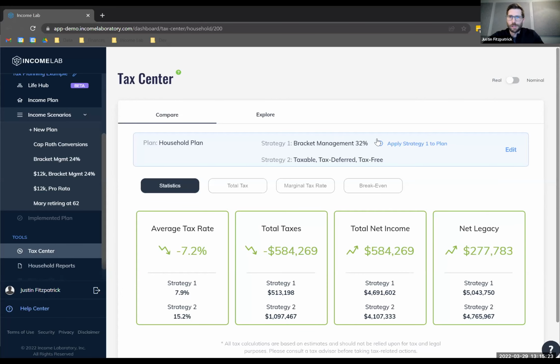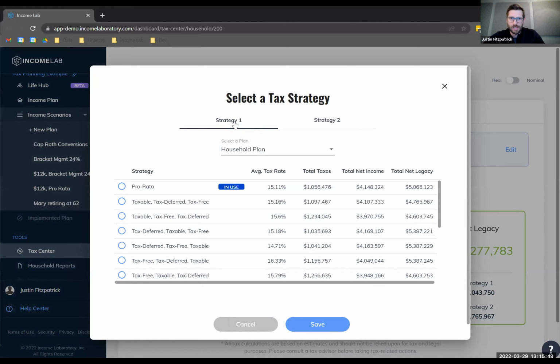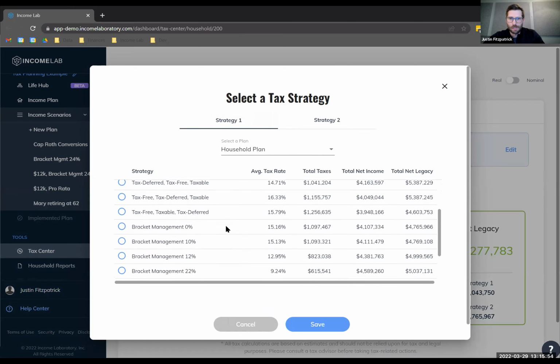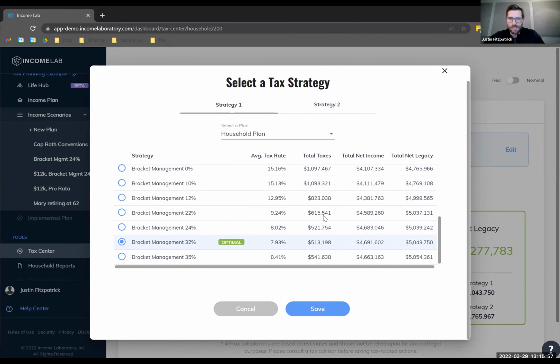So for example, here we are comparing bracket management to the 32% bracket to taxable, tax-deferred, tax-free. By default, this is always the compare to, the strategy to. The reason for that is this is kind of the most commonly seen rule of thumb for tax planning. But you can change which these are by hitting edit and changing either strategy 1 or strategy 2. And you can see all of the strategies with their summary statistics here as well.